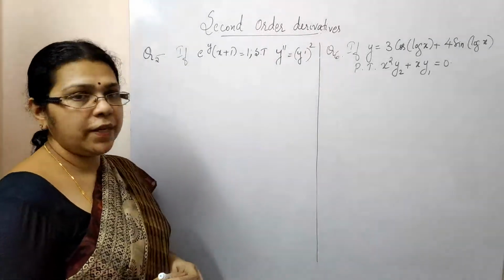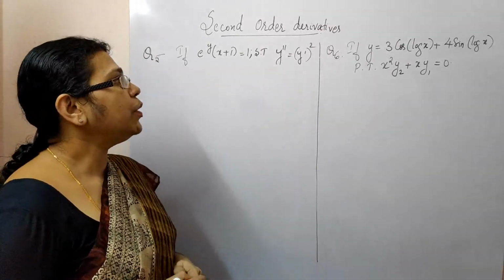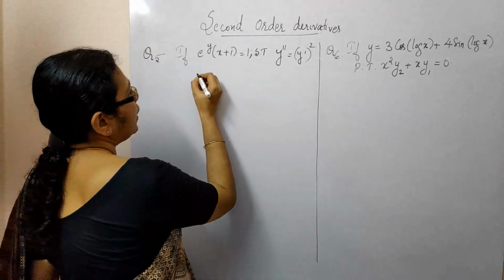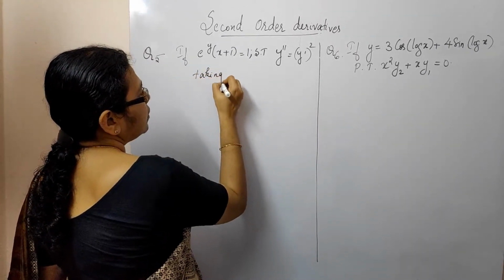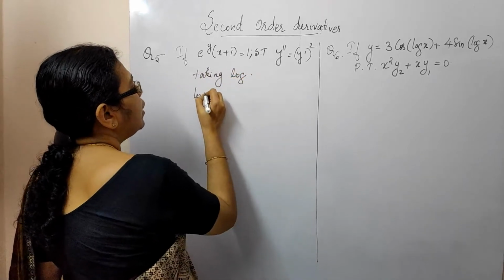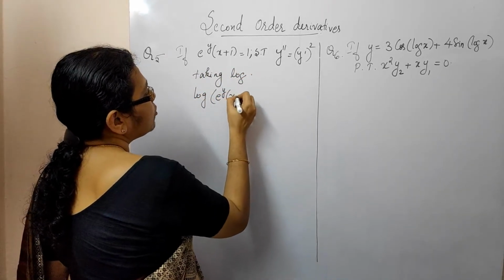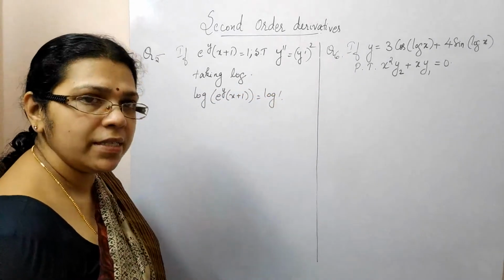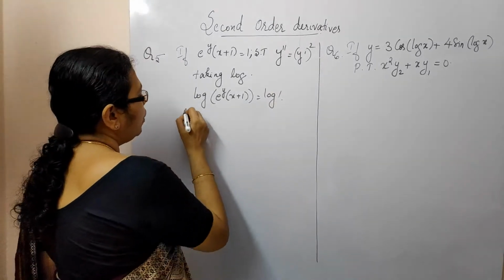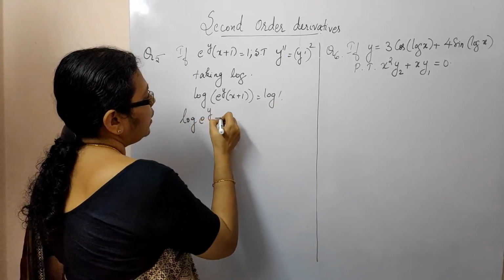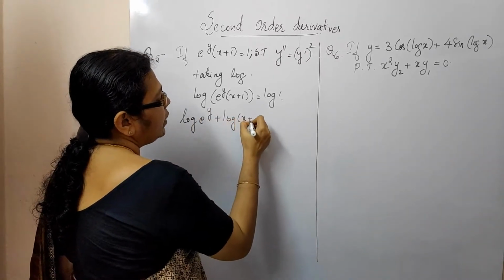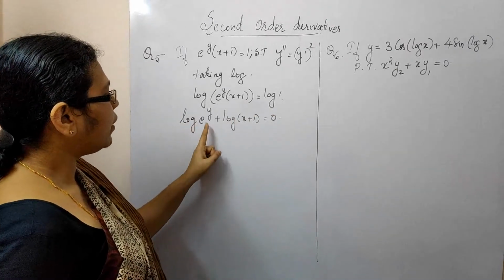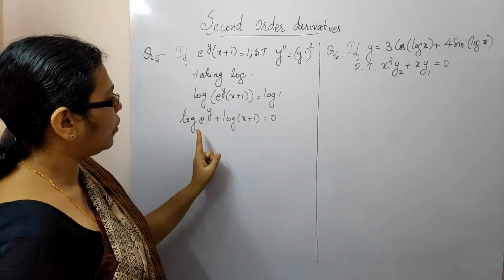If e raised to y into x plus 1 is equal to 1, show that y2 dash is equal to y dash the square. Okay. So, taking log on both sides. What do I get? Log of e raised to y into x plus 1 is equal to log 1. What is the value of log 1? Log 1 is 0. So, log of e raised to y plus log of x plus 1 is equal to 0.